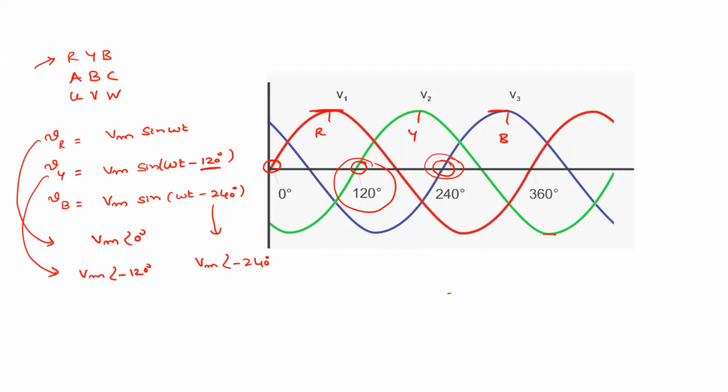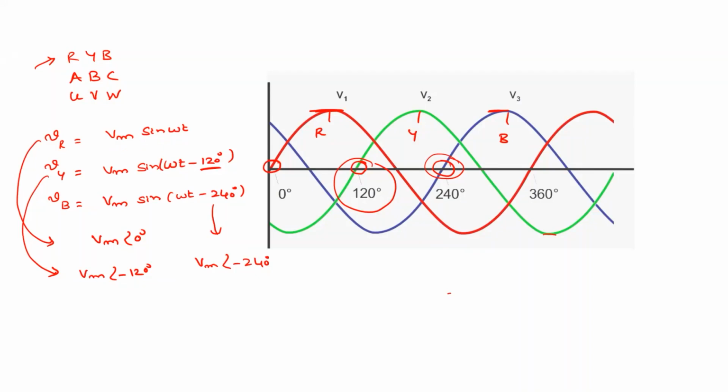So this is how the three phase supply will be there. This one is the single phase supply, right? If you have R phase, Y phase, and B phase, that will be a three phase supply. Here the magnitude is the same, and the phase angle difference is 120 degrees, right? So this is the ideal case.